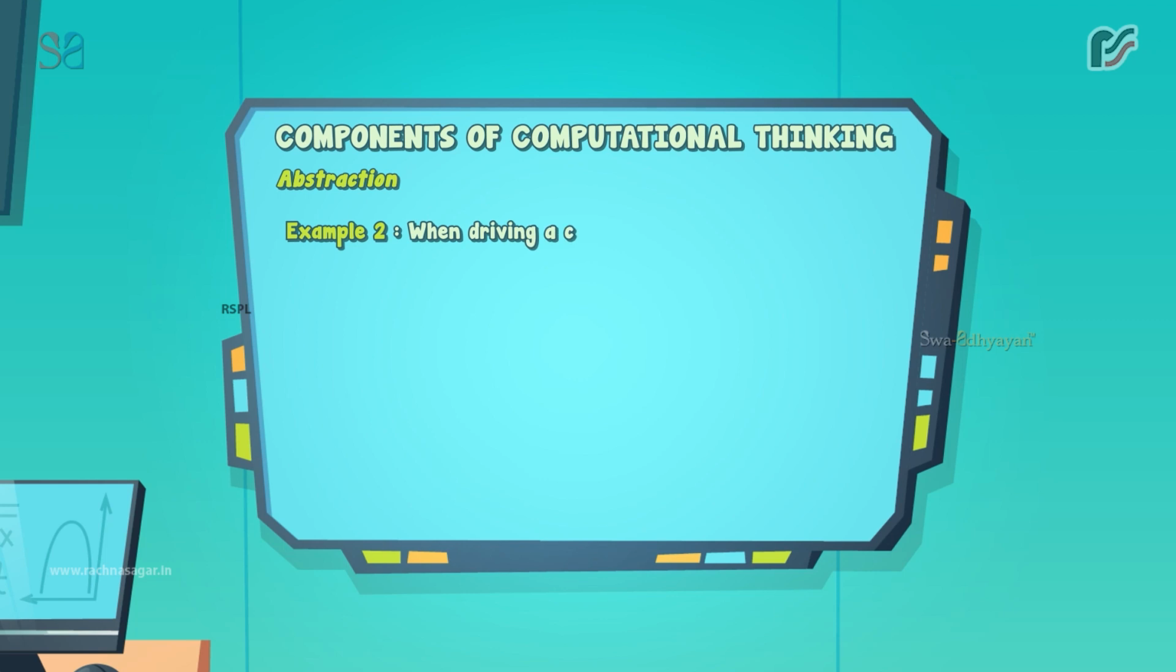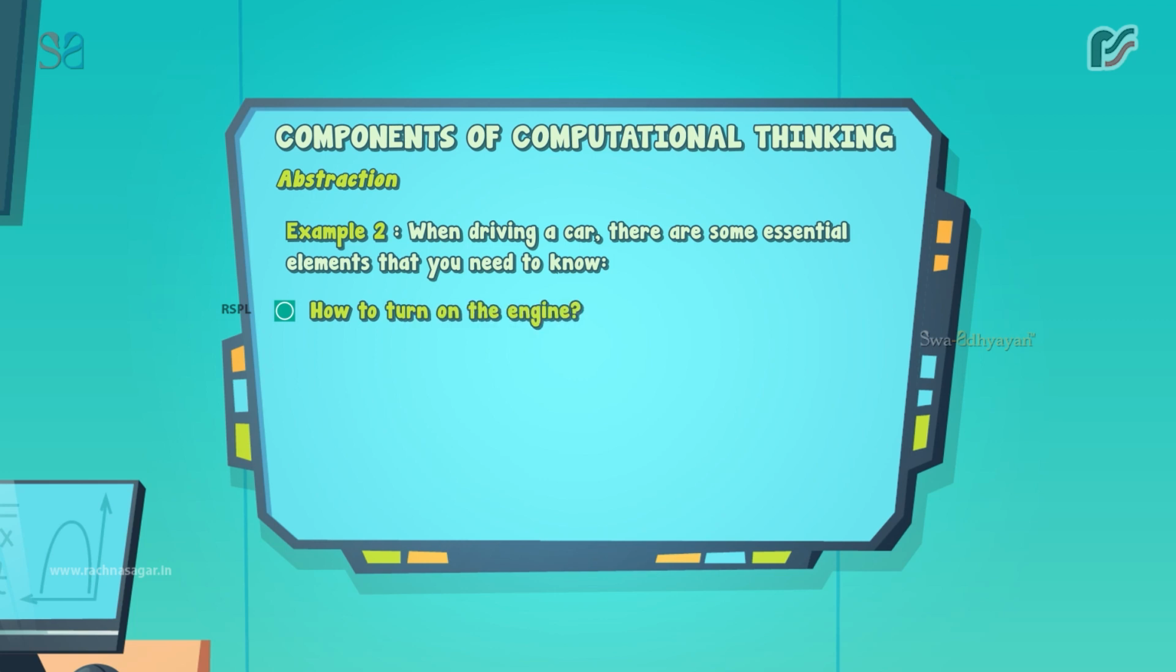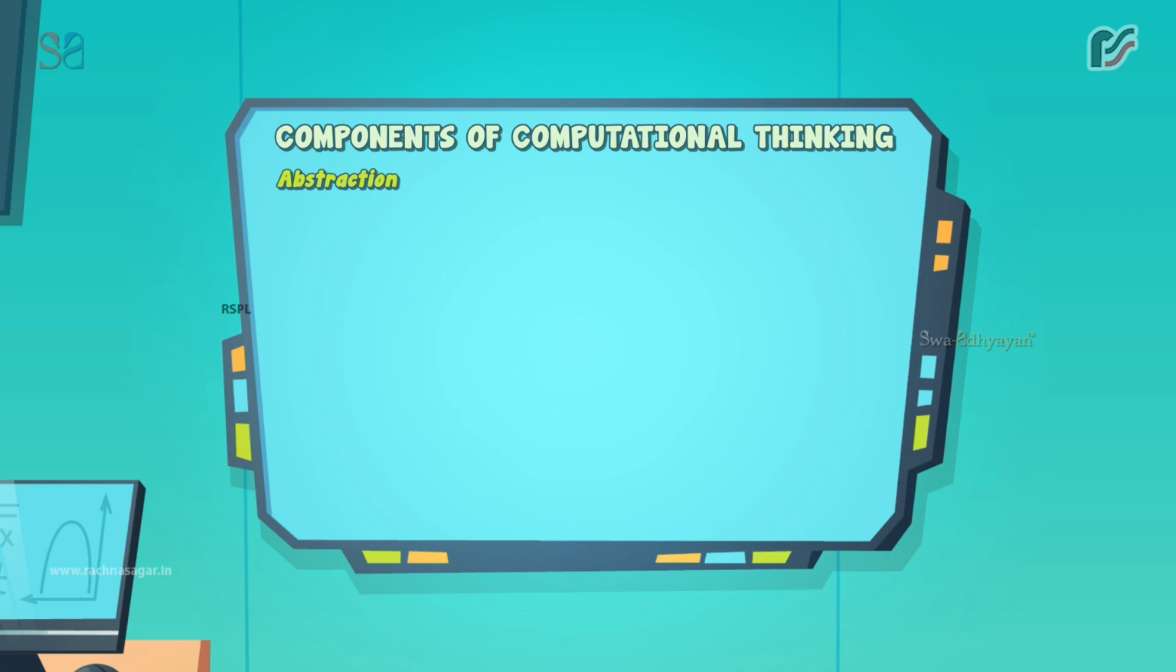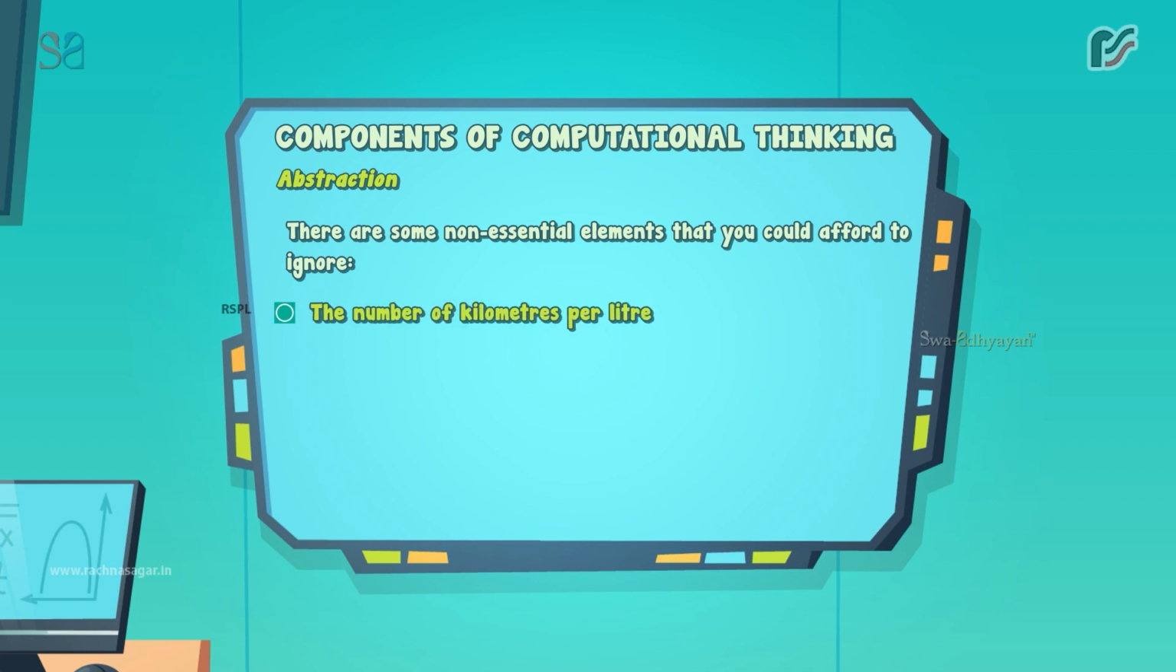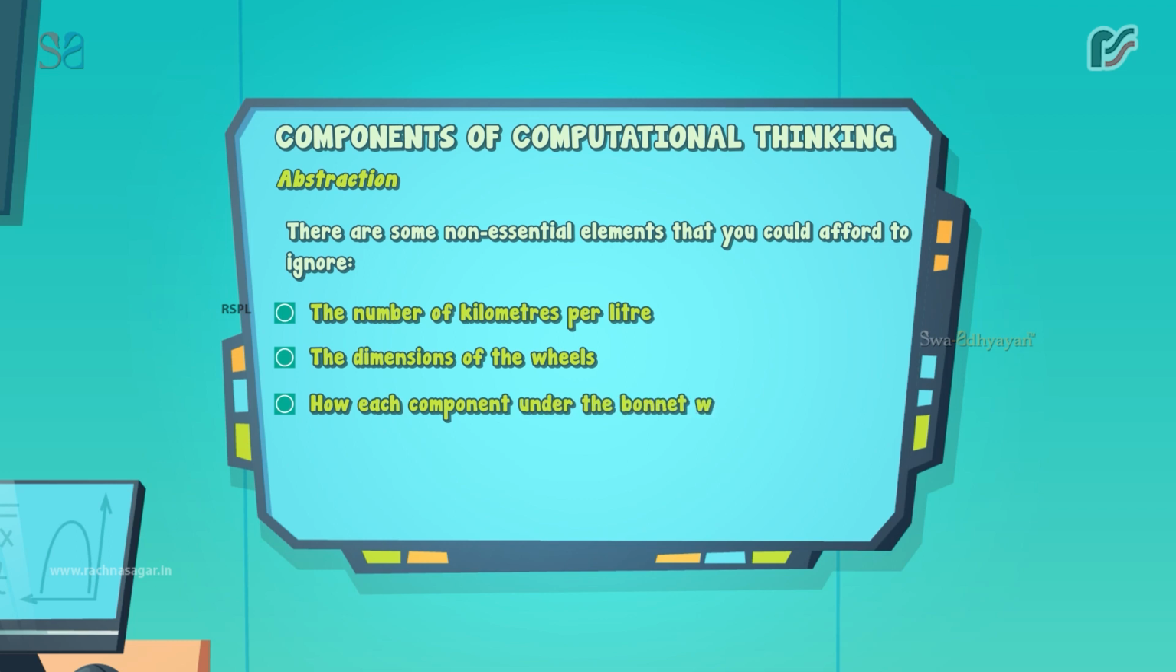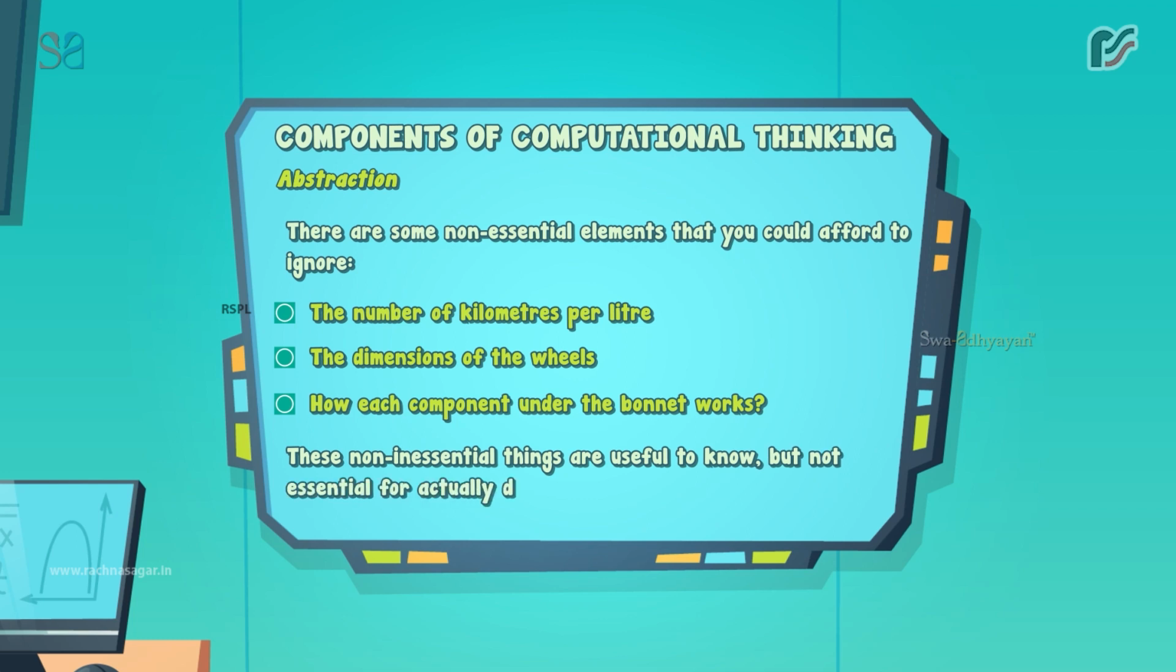Another one is, when driving a car, there are some essential elements that you need to know. How to turn on the engine, how to use the brakes, how to use the gears. There are some non-essential elements that you could afford to ignore, such as the number of kilometers per liter, the dimensions of the wheel, and how each component under the bonnet works. These non-essential things are useful to know, but non-essential for actually driving the car.